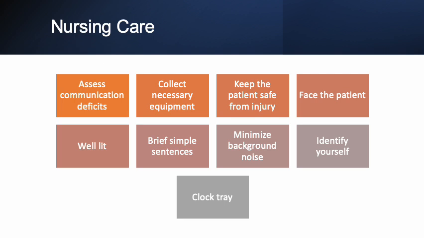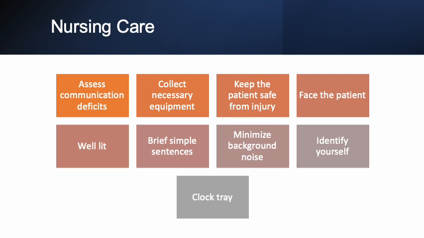When we are taking care of patients with hearing loss, we need to assess any communication deficits. Do they have a hearing aid that they need to put in? Do we need to use printed materials? We want to make sure that we face the patient. The area is well lit so they might be able to read your lips. We want to use brief, simple sentences, and minimize background noise that could be distracting for their hearing. We always want to identify ourselves and make sure that we explain where things are in space.